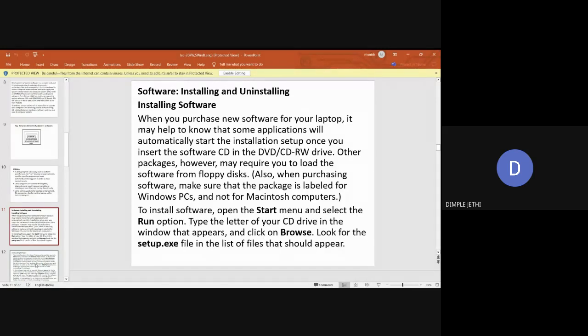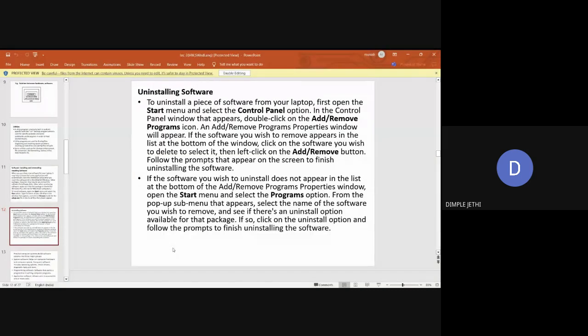system software, right? So this is about installing and uninstalling software. You know how you can install. You have to go to the start menu, then go to the run option, then the CD drive where you have that software. Click on browse and select the setup exe file. For uninstalling software, you have to go to the control panel. From start, go to control panel, then go to add and remove programs. And then you can choose whichever program you want to remove. So these are just the steps.